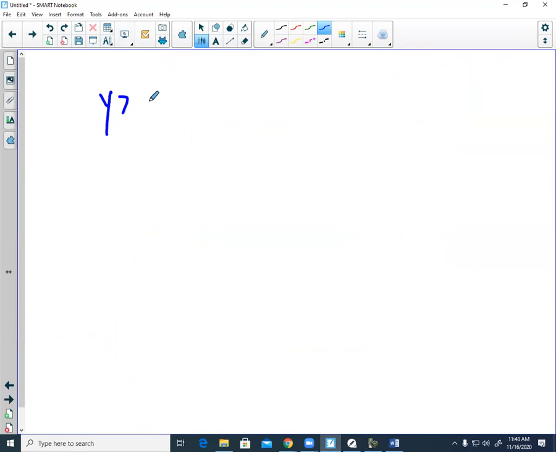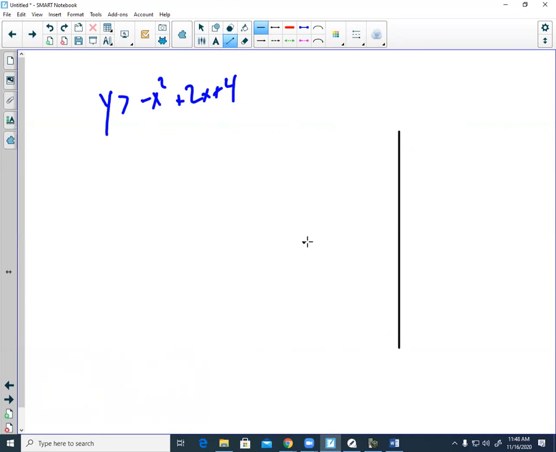So I want you to graph and solve the inequality y is greater than -x squared plus 2x plus 4 by graphing. And once you solve this inequality by graphing, look at where the shading is and think about all of the points that would possibly work for that. I'm going to give you probably 2 minutes.